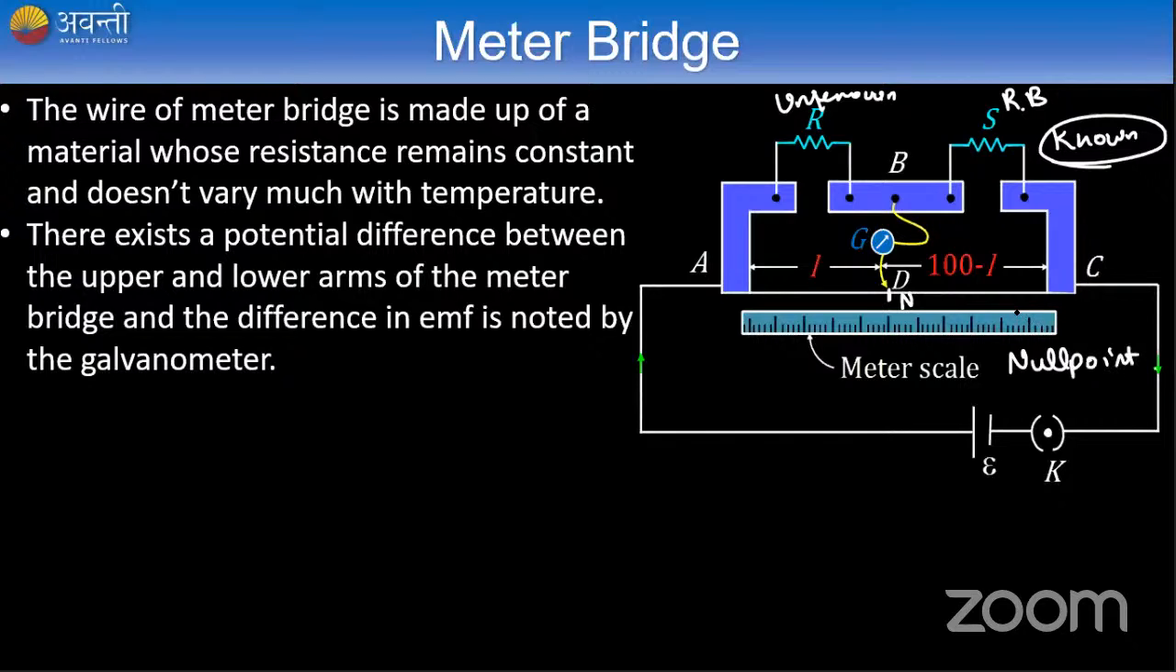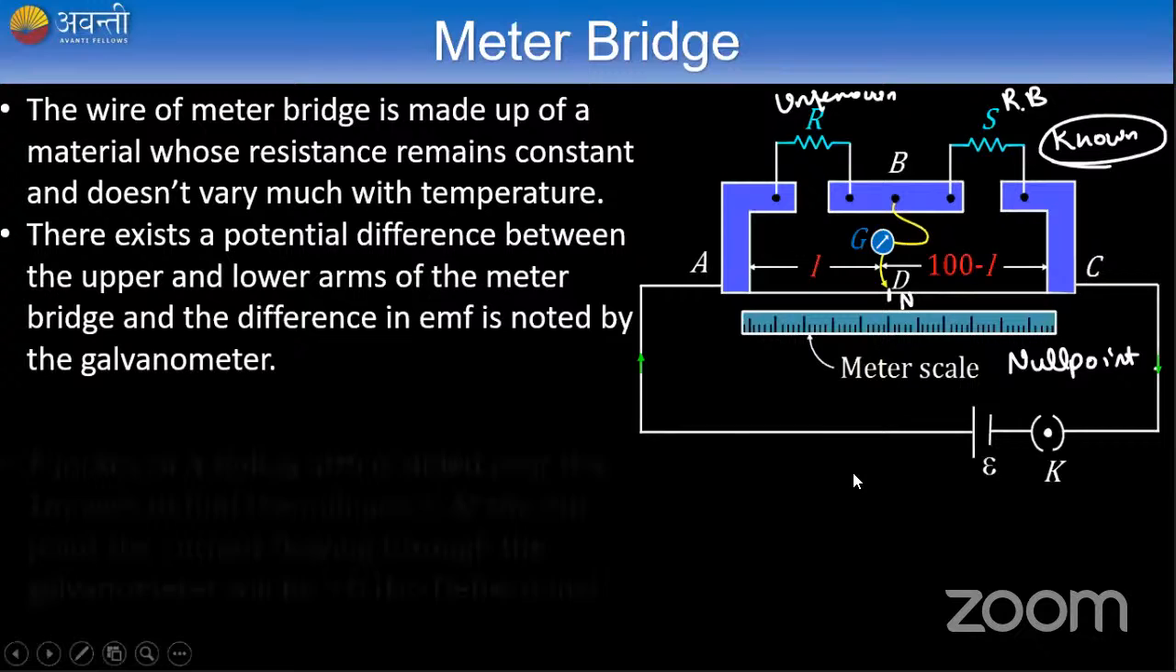So what is the null point, guys? What do you think the null point is? There exists a point where, on sliding through the wire, the galvanometer current becomes zero. That is called my null point. This null point is nothing but the balanced condition.